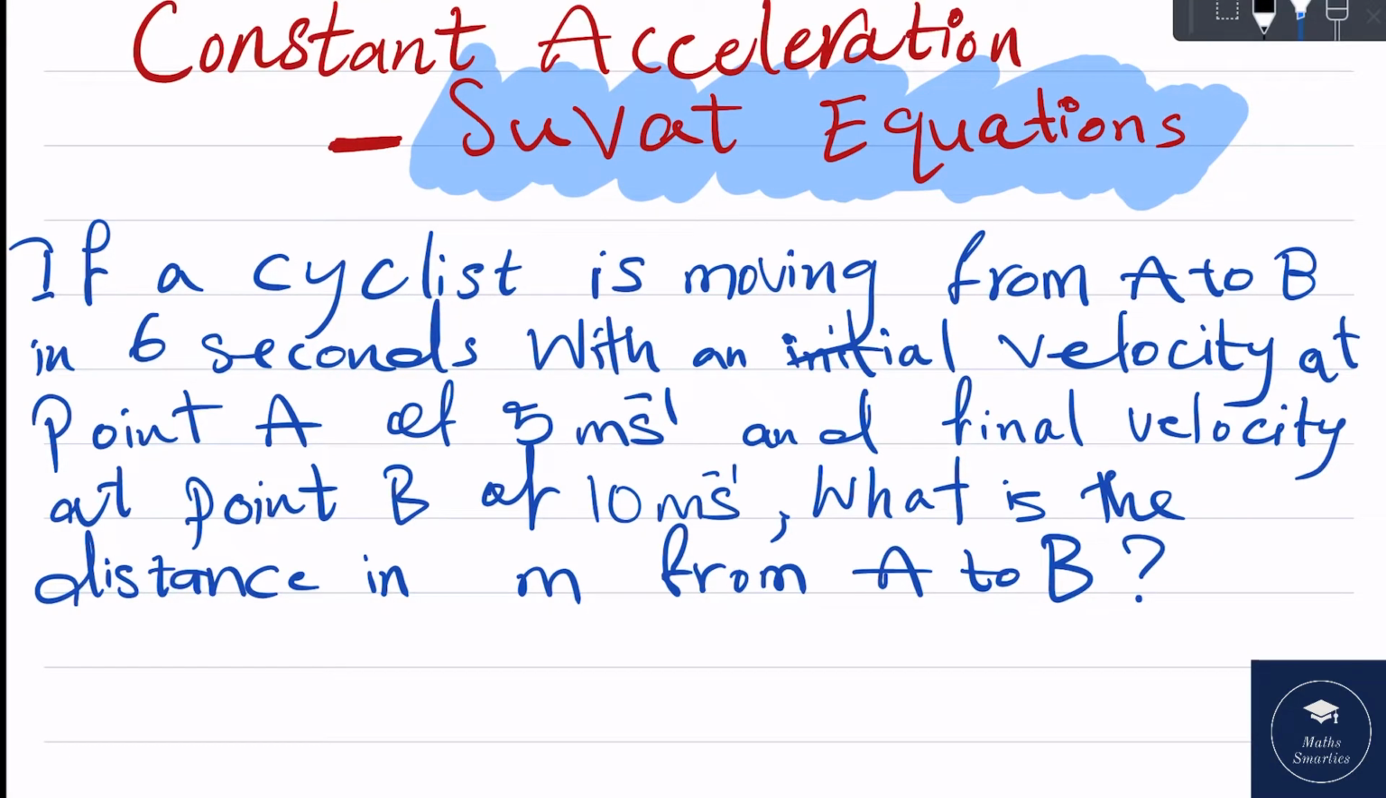In today's video we're going to cover constant acceleration, in other words SUVAT equations. We know that constant acceleration is when an object is speeding up at the same rate. We're going to learn what SUVAT is and how we can apply the knowledge we have from the questions in the exam to these equations to finally solve the questions.